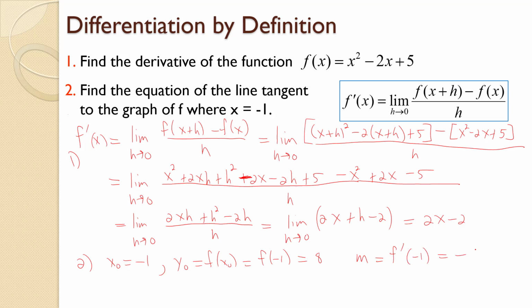And we know that now is -4. So the equation of the line is y minus the y-coordinate is equal to the slope times x minus the x-coordinate. That's it. That's the equation of the line tangent to the graph at that particular x value.